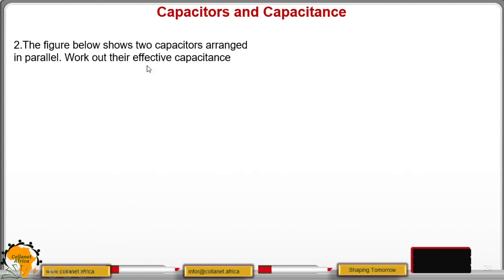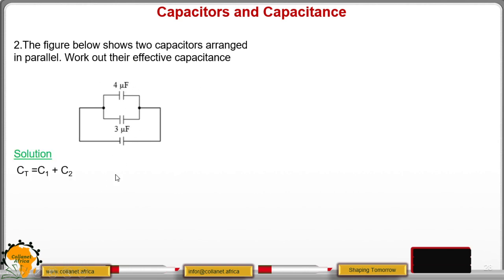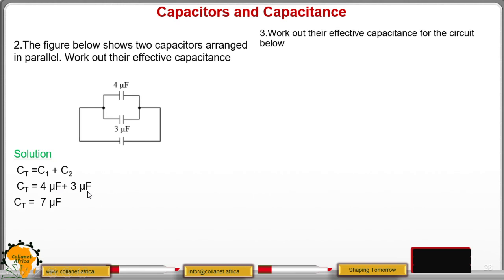From there, we have another example. The figure below shows 2 capacitors arranged in parallel. Work out their effective capacitance. We have it this way: 3 microfarads plus 4 microfarads. They are in parallel. So the total capacitance will be C1 plus C2, which is 4 microfarads plus 3 microfarads. You get that it is 7 microfarads.